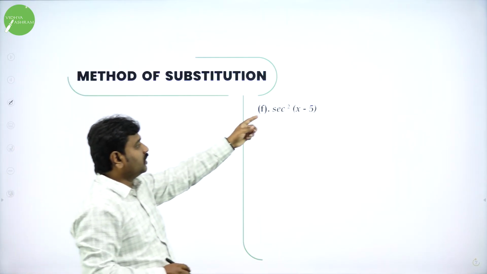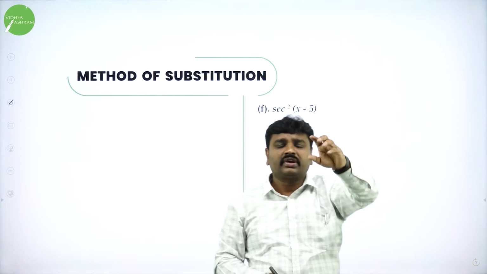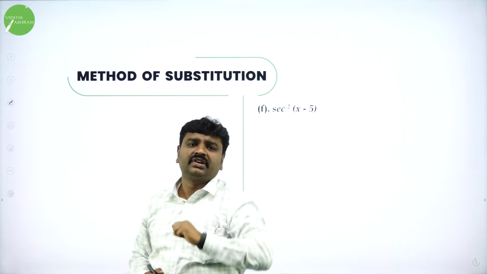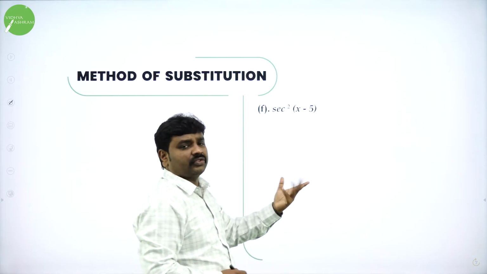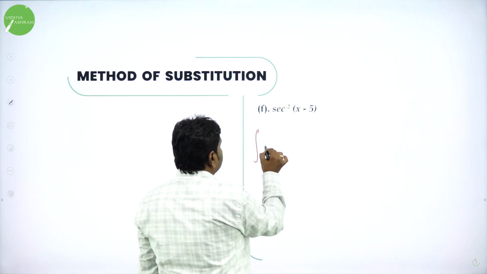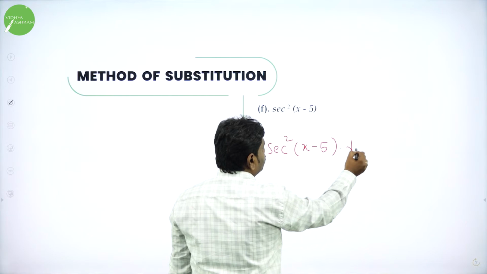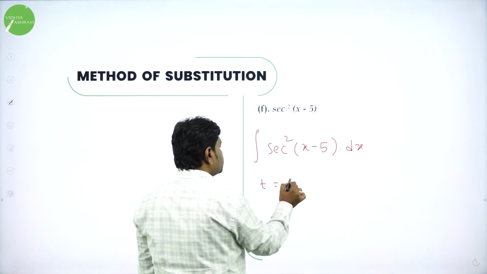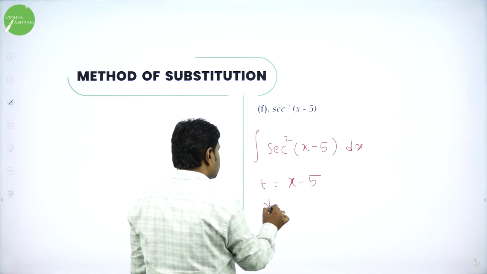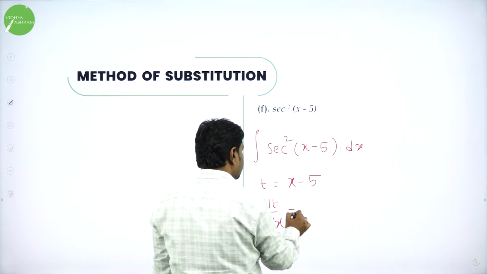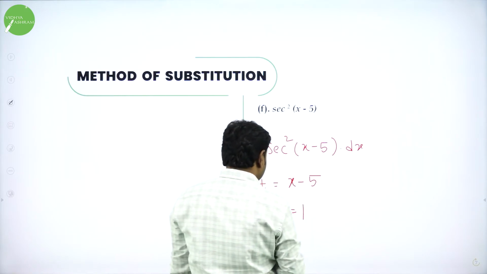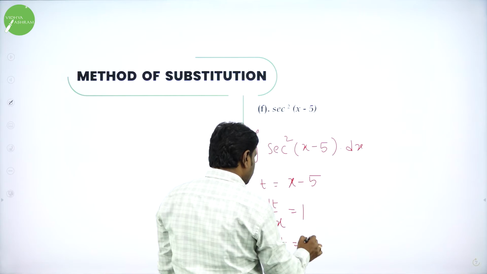Now, secant square (x minus 5). You know the integration of secant square x. What is the integration of secant square x? Tan x. So in place of x I have x minus 5. Take that as t. So the integration of secant square (x minus 5) with respect to x means into dx. What is t? t is x minus 5. Differentiate both sides. So dt by dx becomes what? 1, and get the value of dx. So dt is equal to 1 into dx.